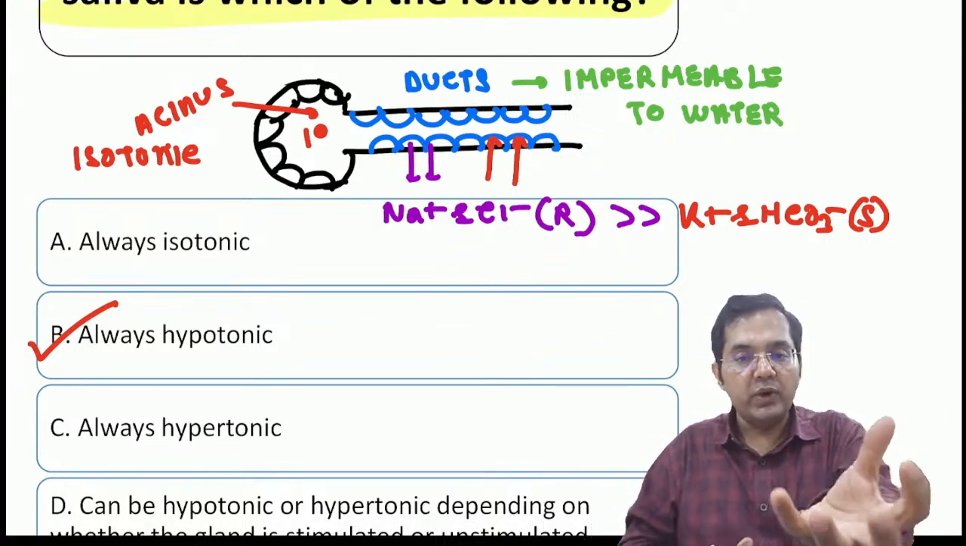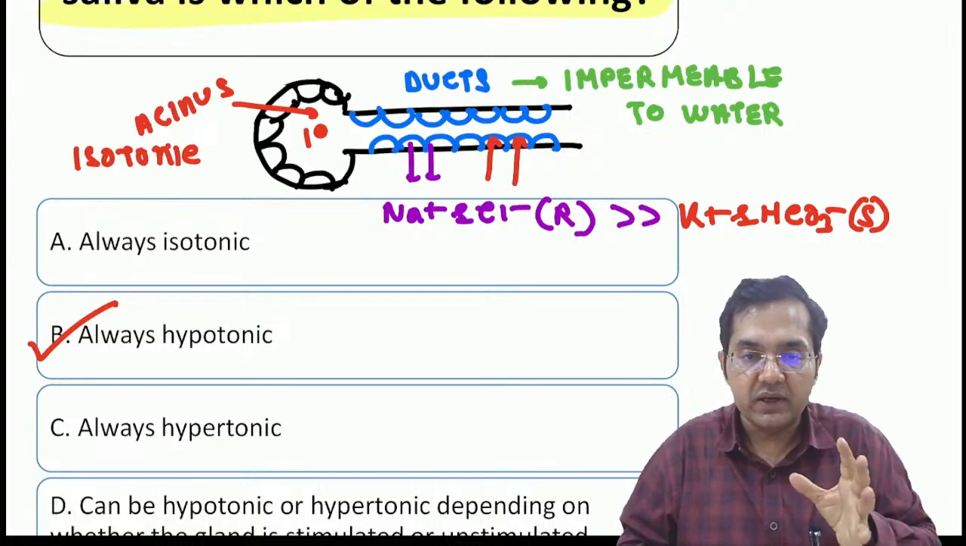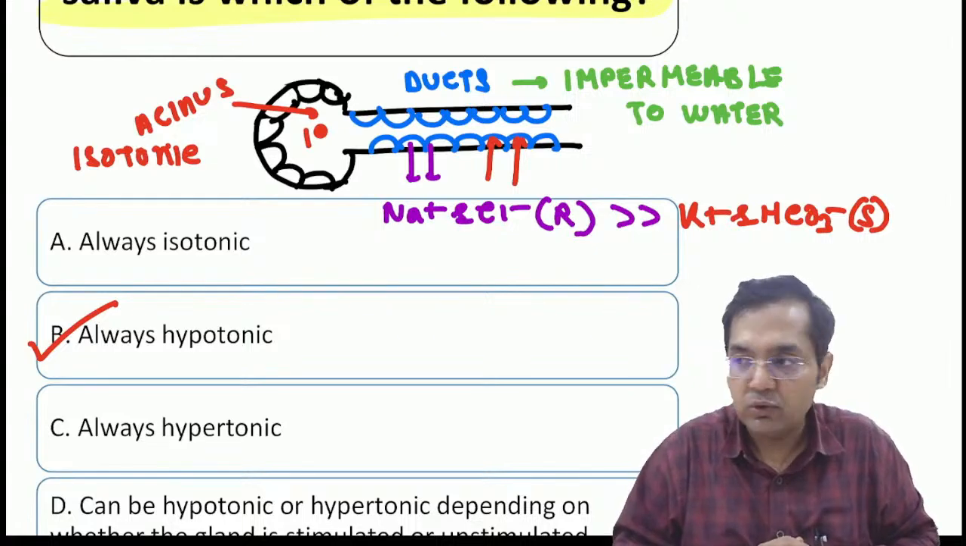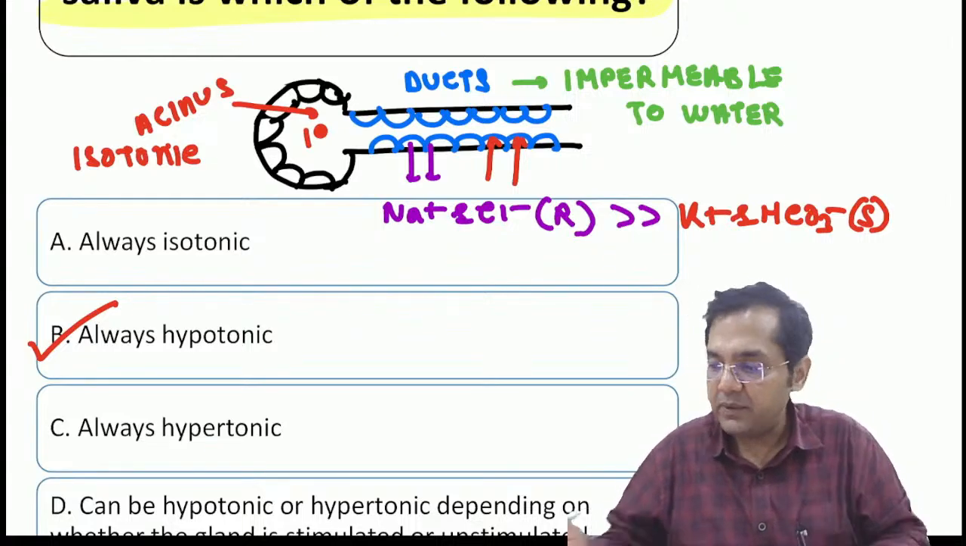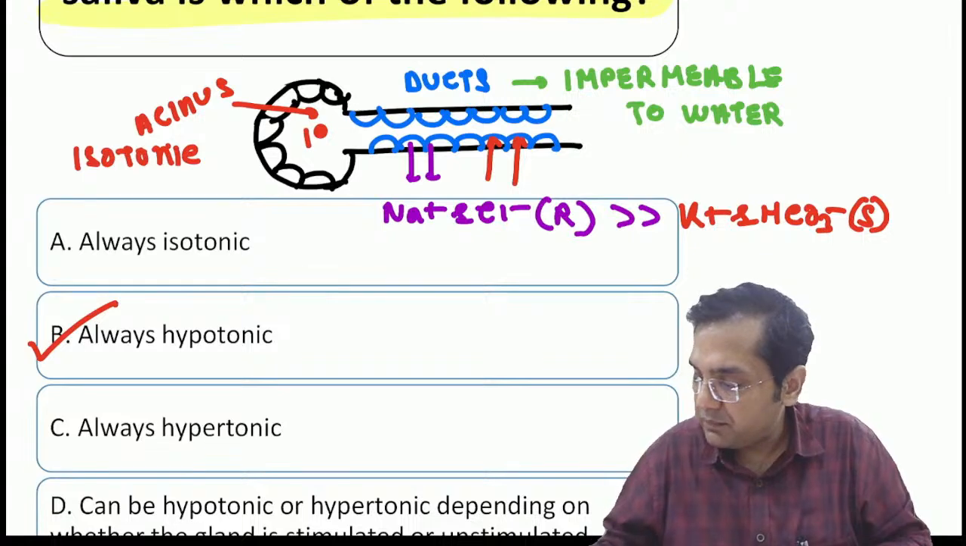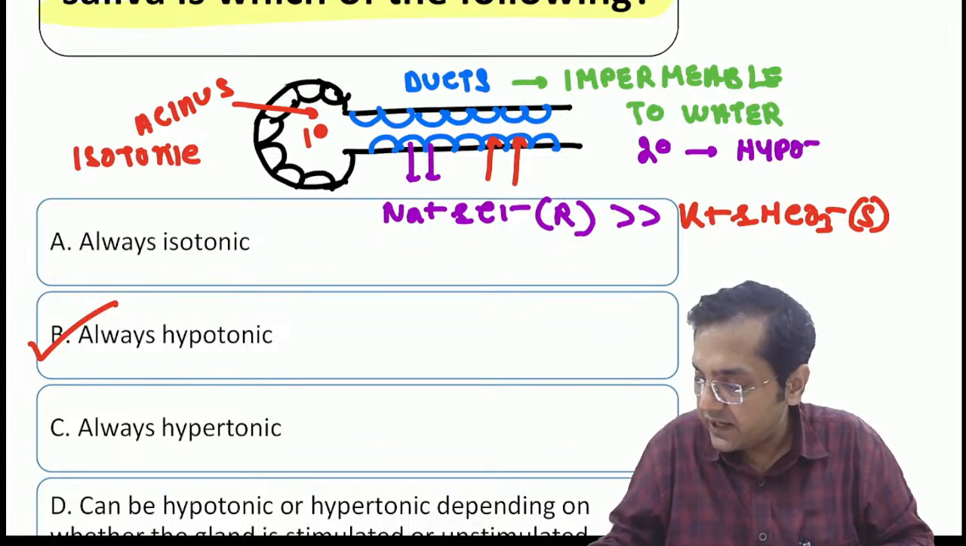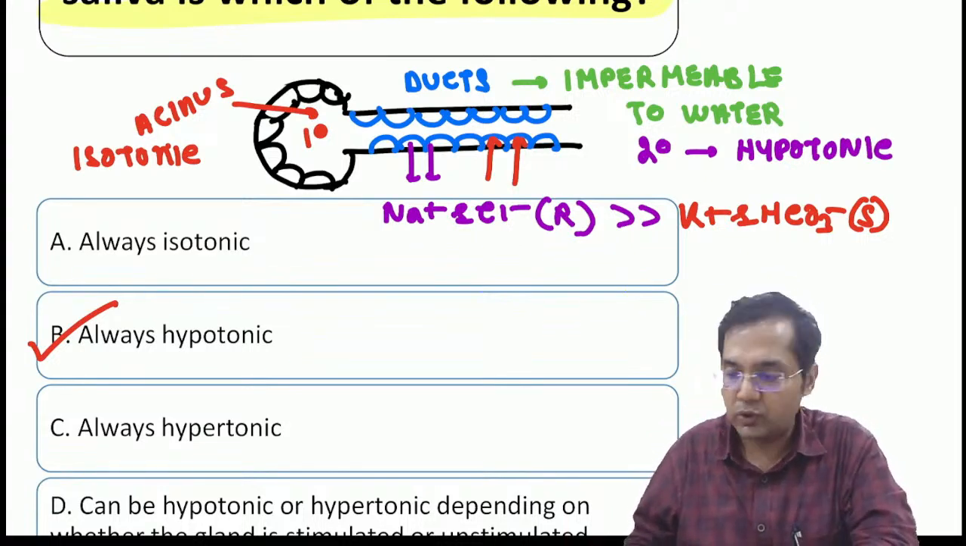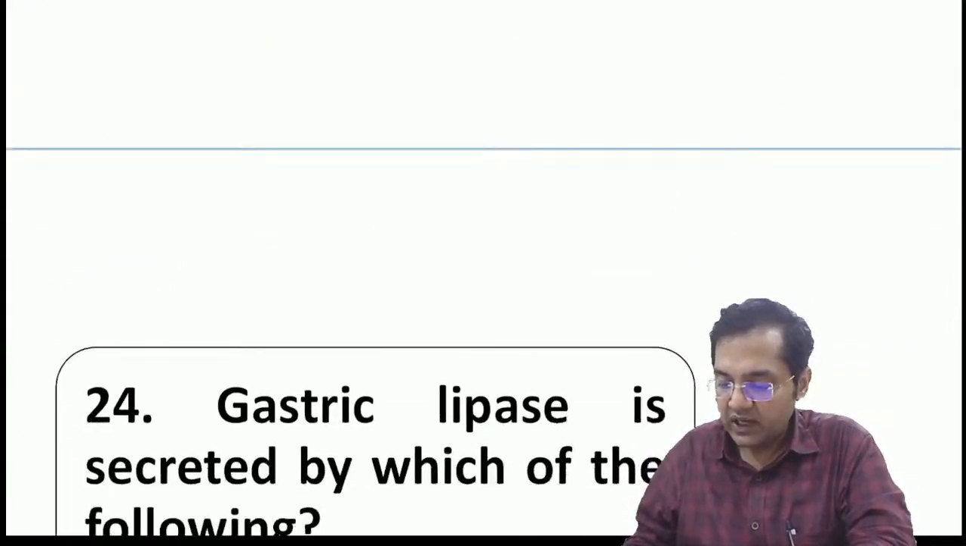Because remember, more and more sodium you have reabsorbed, but the water cannot come behind sodium. The water can't follow. Why? Because the ducts are impermeable to water. So please remember, final status is always hypotonic. Very, very important question in physiology, right? Must know. Moving to the last few, 24.